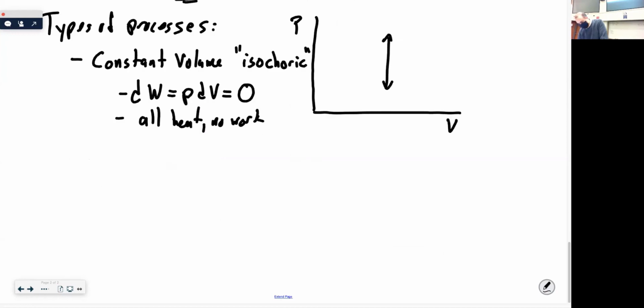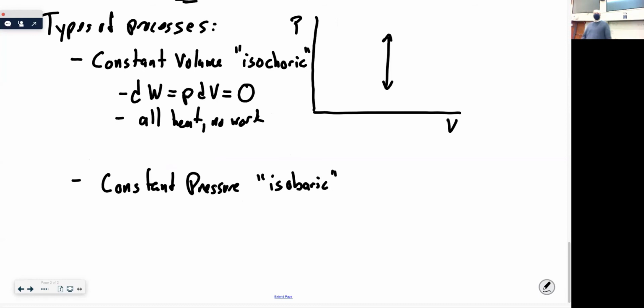Excellent. Okay, next one. The next simplest one is constant pressure. We know what we call these? Isobaric. A barometer is a pressure meter. Baro must be some root that means pressure. Iso meaning the same. Constant pressure. Isobar: if you ever watch the weather on the news or on the Weather Channel, they'll show you those constant lines, which are isobars, lines of constant pressure on the map.